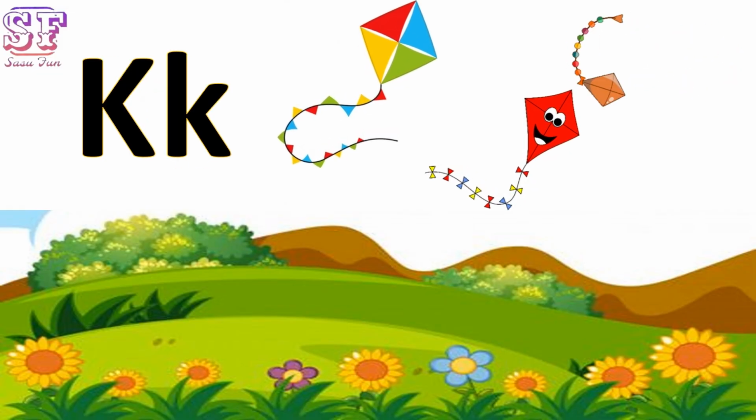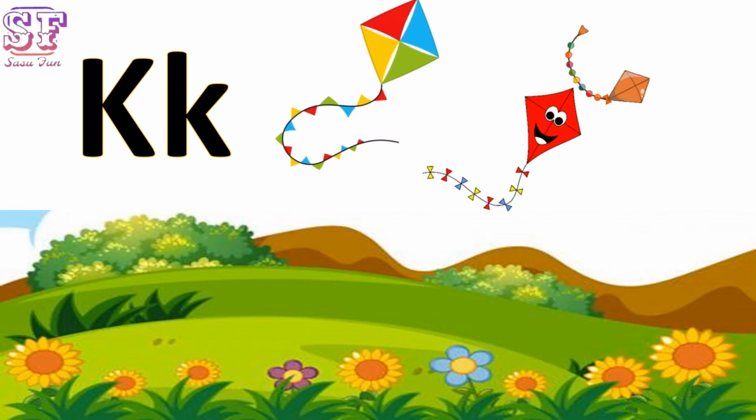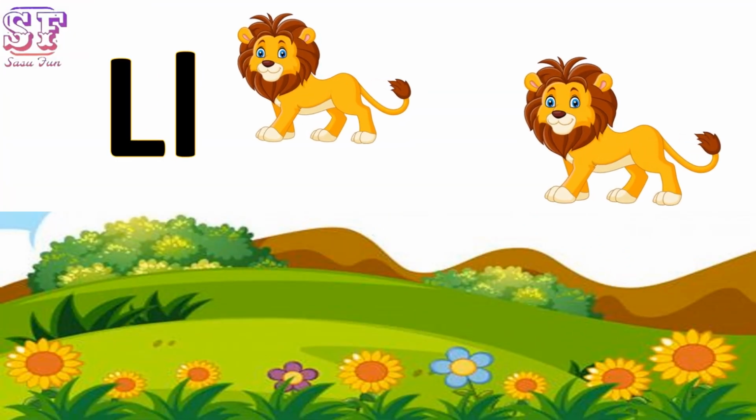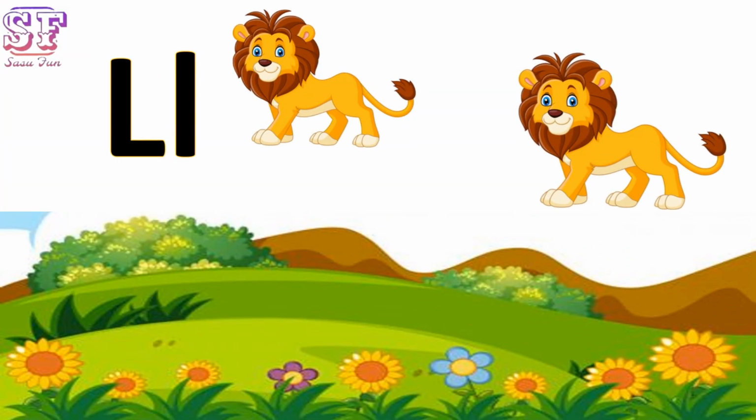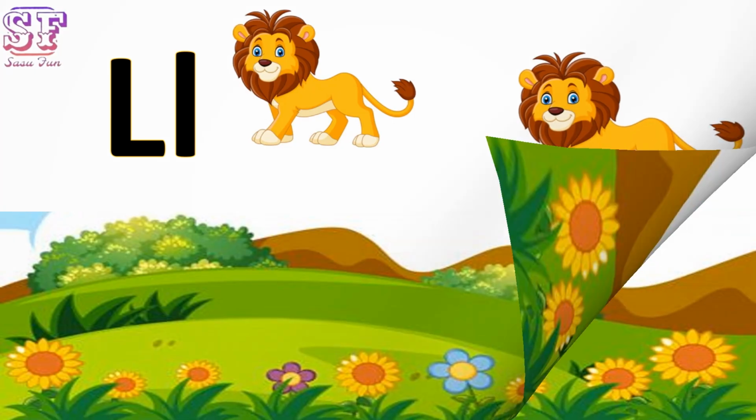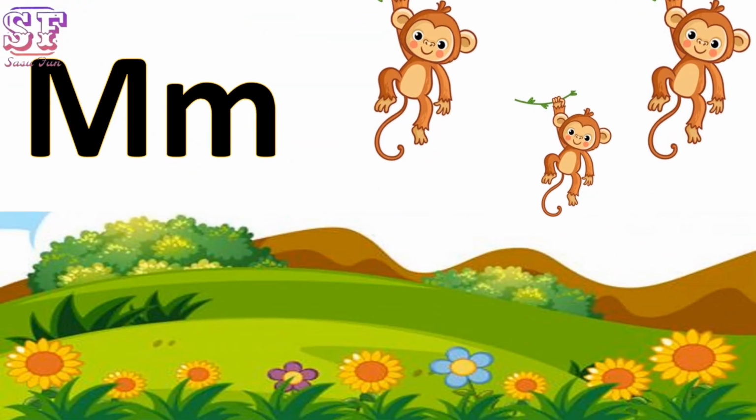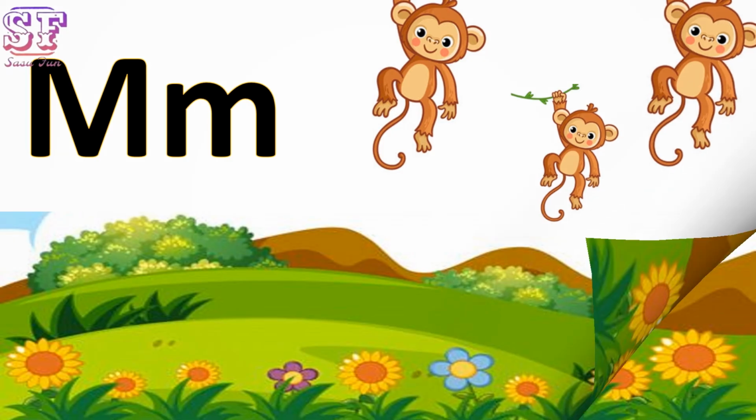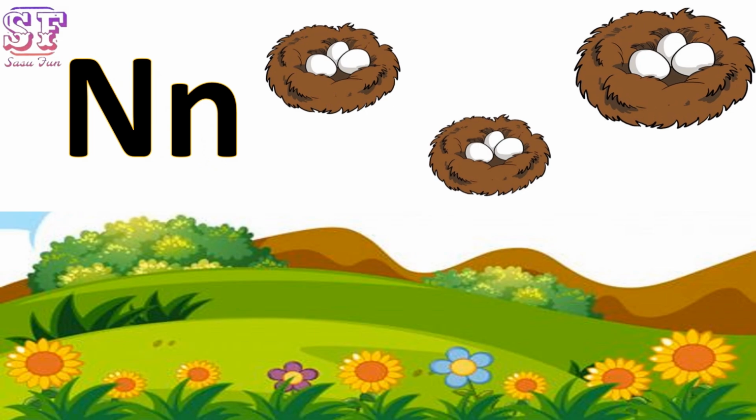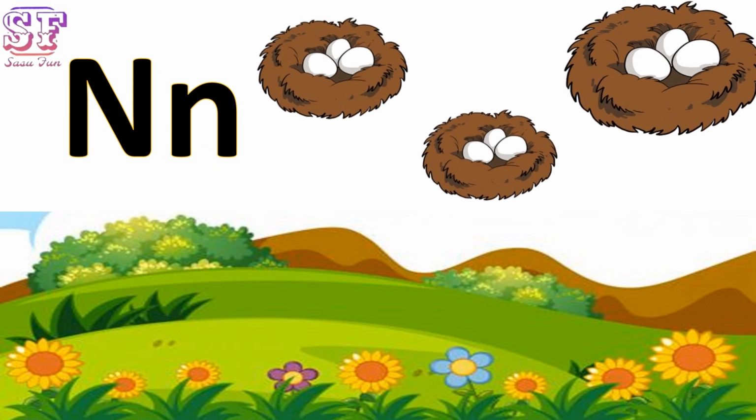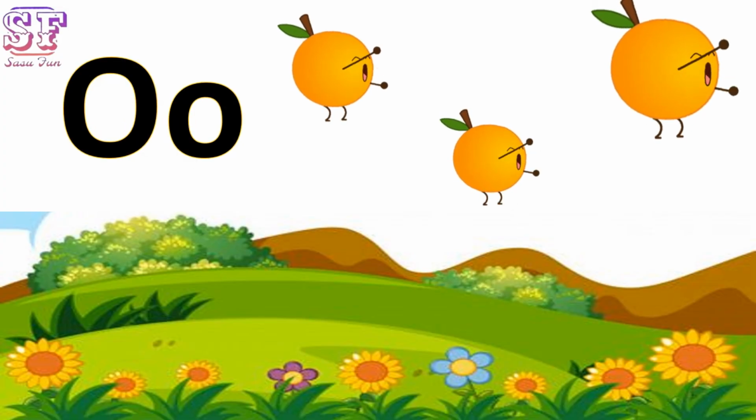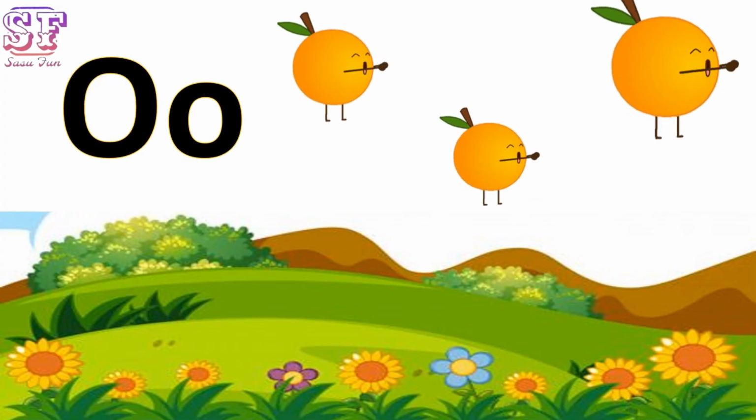K for kite. L for lion. M for monkey. N for nest. O for orange.